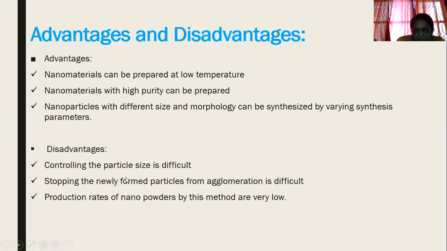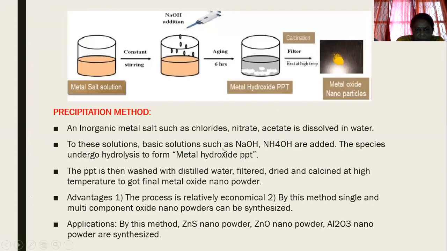Suppose we want some product, doing some reactions to get some product, and the percentage of conversion is not much, then it is called the yield is very low. So if yield is very low, then the process becomes expensive. Okay, so this is about one kind of process by which we can synthesize nanoparticles.